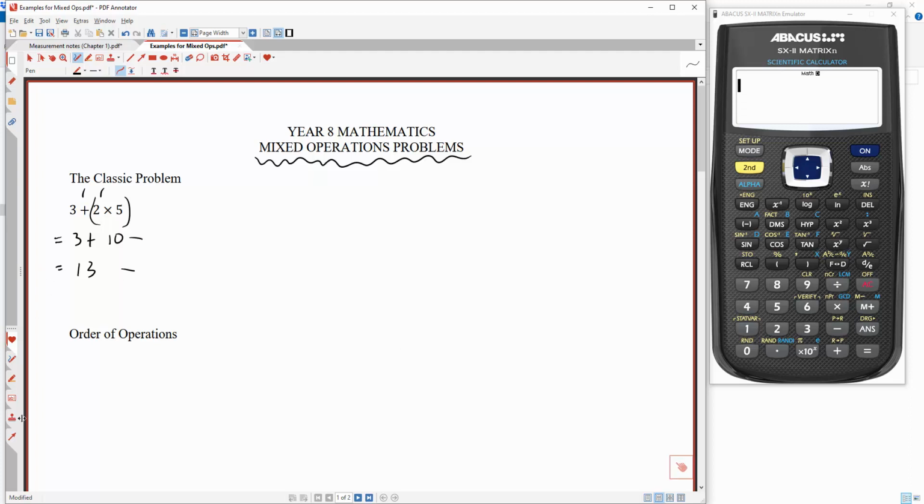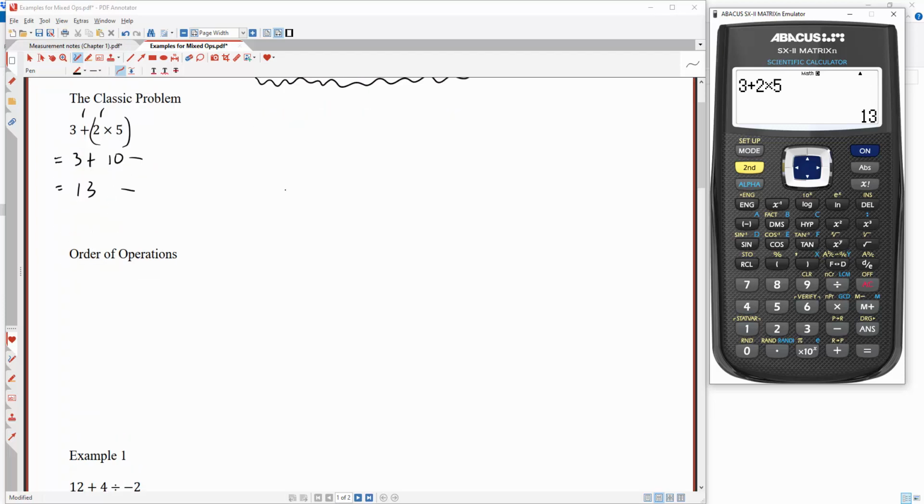Now to test that out on the calculator, this isn't the same calculator you've got, but it's very similar, so it'll work the same way. We're going to do 3 plus 2 times 5, and you'll see that the calculator knows the order of operations as well. So here's the summary of the order of operations.